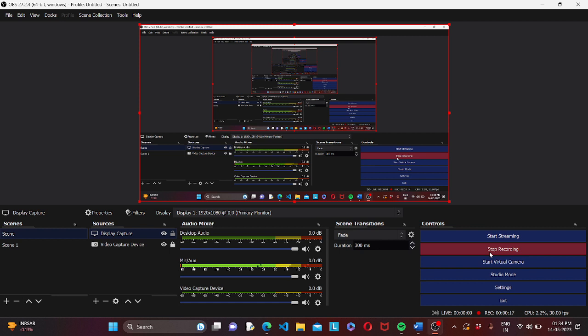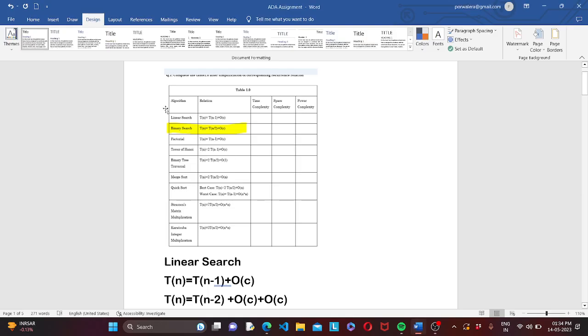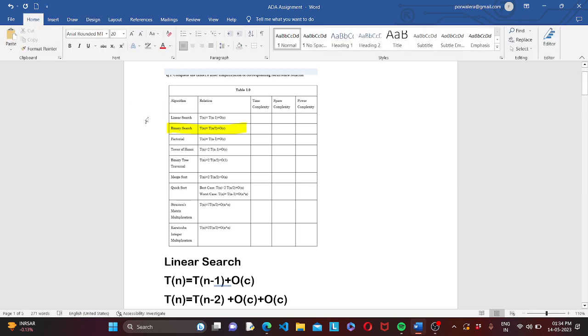Today we are here to see the solutions for our internal test one. So let us dive into this. The very first question we have here is to find the time complexity, space complexity, and power complexity for the recurrence relations.